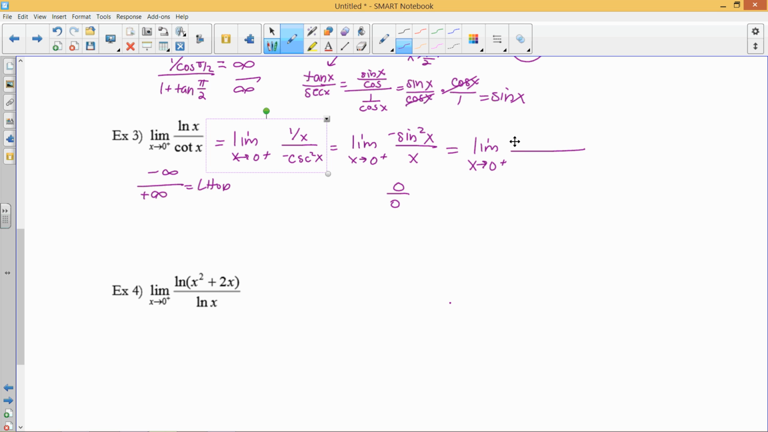The derivative of sine squared is negative 2 sine x cosine x. And the derivative of x is 1. As x goes to 0, this is going to be negative 2 times 0 times 1, which is 0. There's your limit.